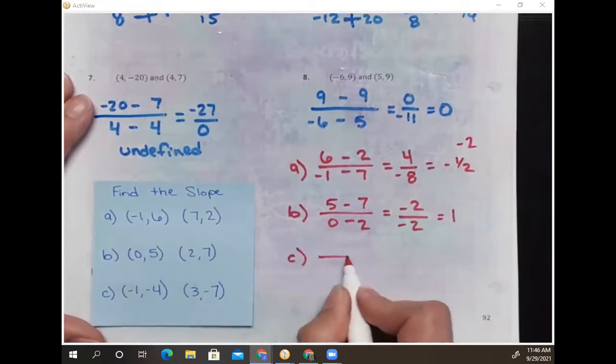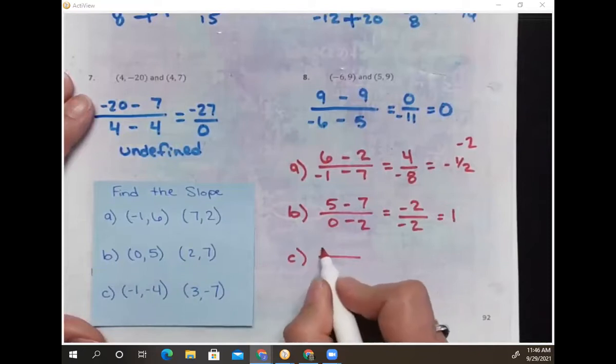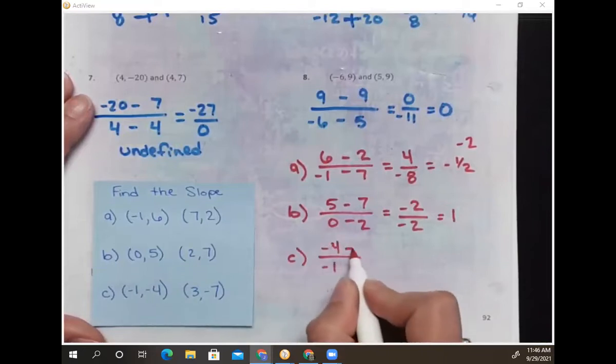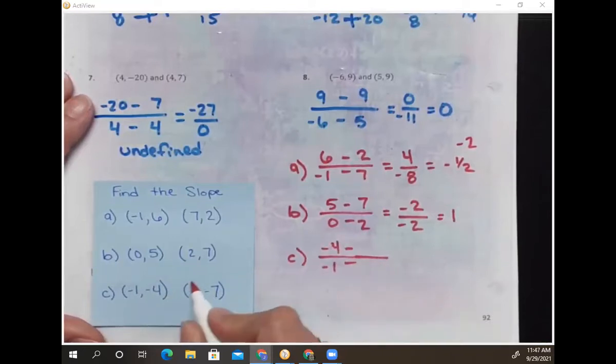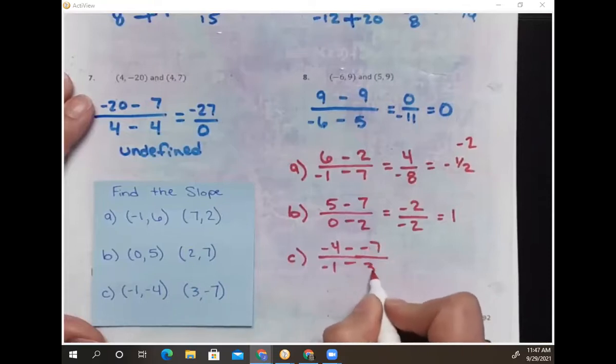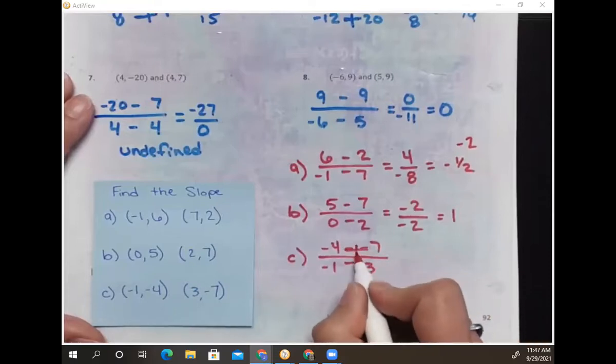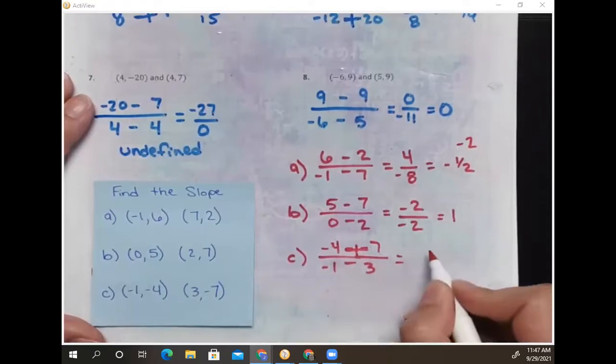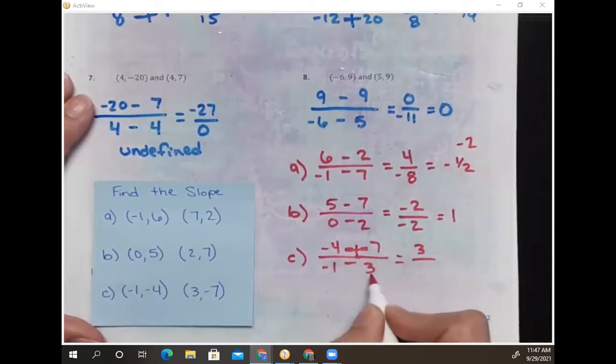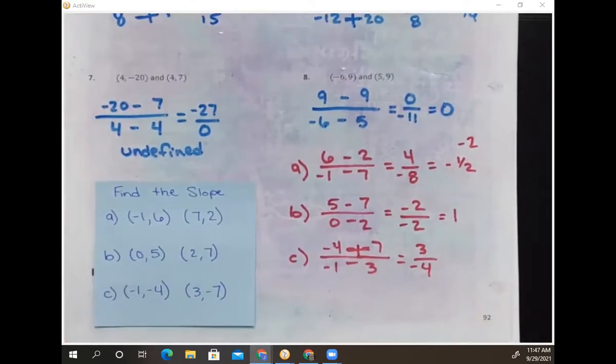And then finally for C, here's my first point, y on top, x on bottom, minus, minus. Second point, y on top, x on bottom, minus the negative. We'll add here on top. So -4 plus 7 is 3. -1 minus 3 would be -4. No reducing I can do there, so I'll leave my slope as -3 over 4.